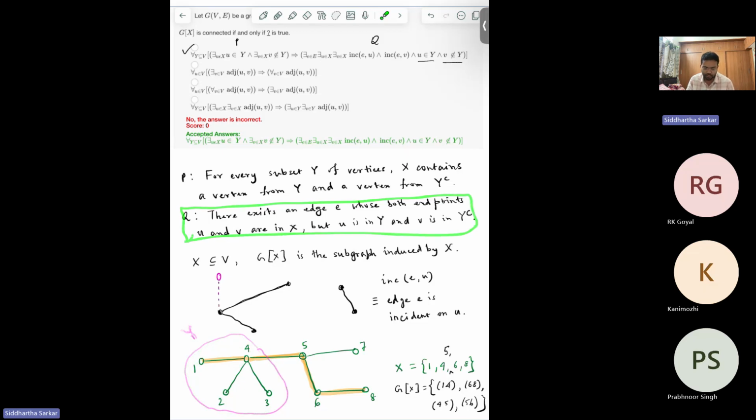Now consider the statement Q. You should be able to find an edge in the induced subgraph Gx which is going across from Y to outside Y. Do you see any such edge? 4, 5. Yes. So that means P is implying Q. So from this example, you can appreciate that P implies Q will only be true when G of X, the subgraph induced by X, is a connected graph.